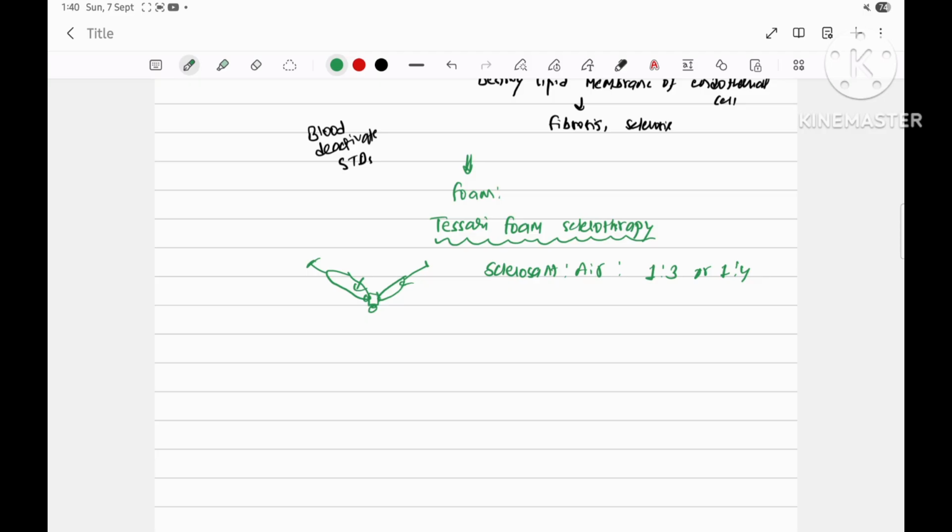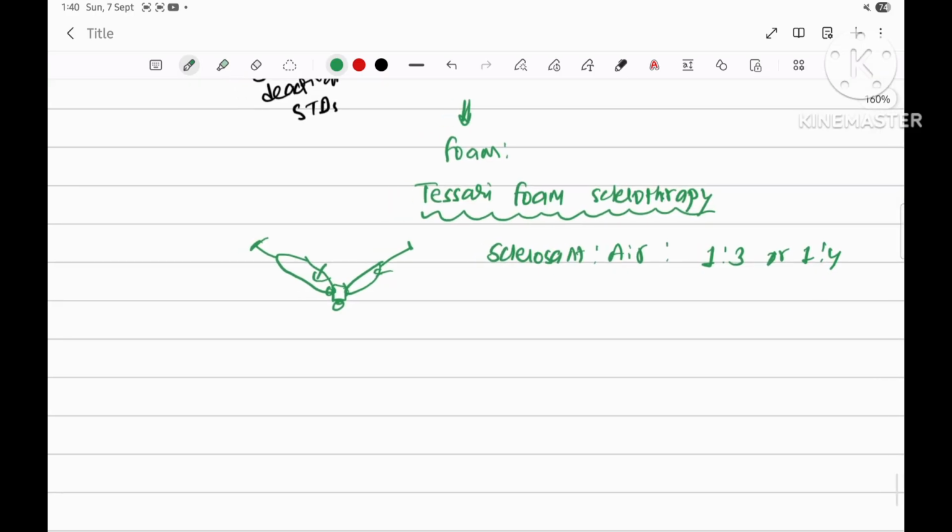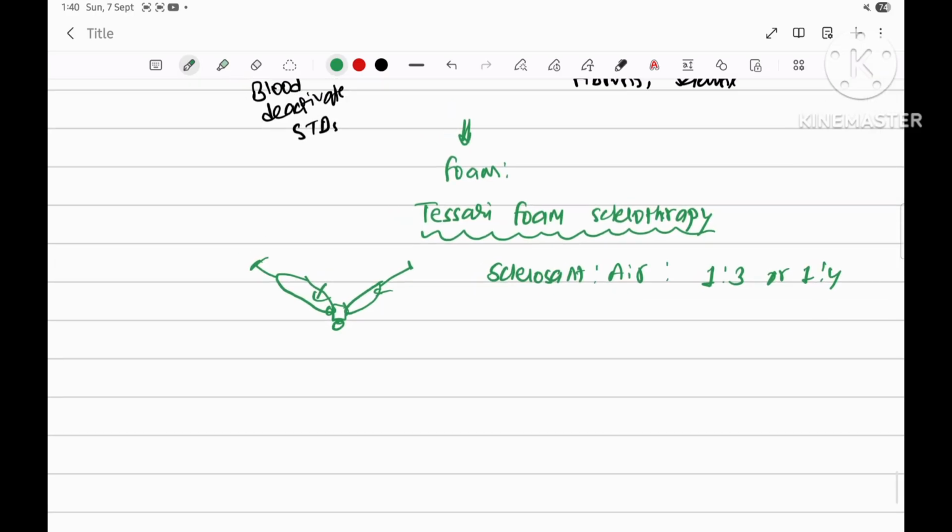After formation of the foam, we inject this foam into the vein. At one time it should not exceed 10 to 12 ml, so its amount is limited. In this way the foam sclerotherapy is done.